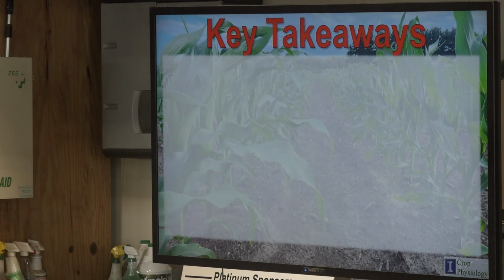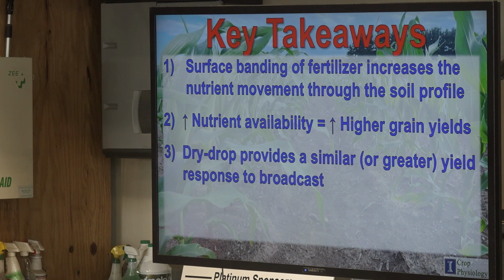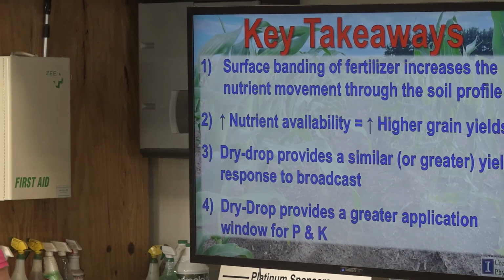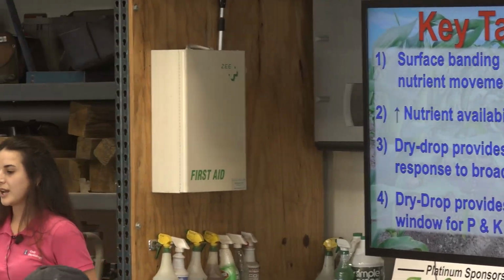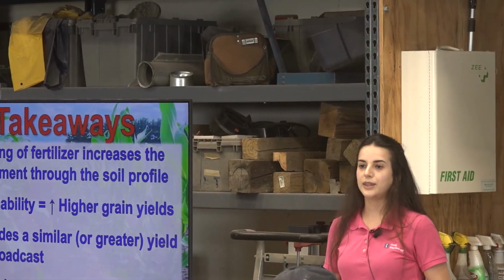So our key takeaways. Surface banding of fertilizer increased the nutrient movement through the soil profile. With a higher nutrient availability, we have a higher grain yield in the end. The dry drop provides a similar or greater yield response than the broadcast. And the dry drop provides a greater application window for P&K. This is the most important thing for this study.